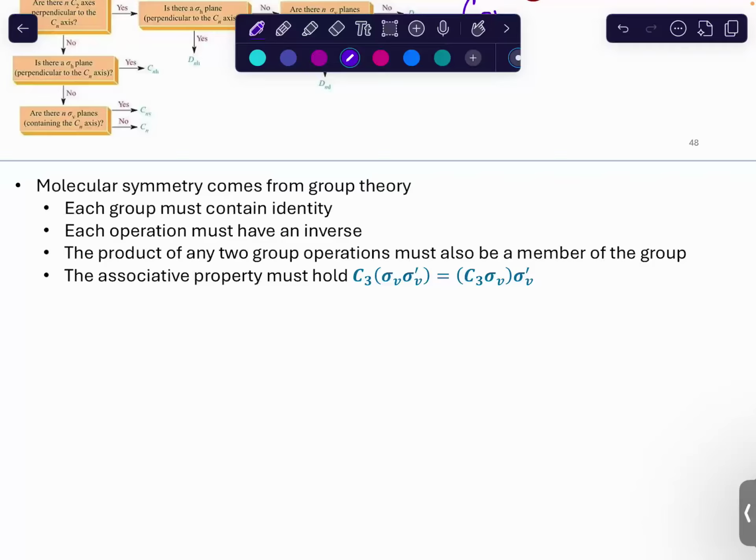Each group must contain identity. Well, like we said, that's simple. Here's a molecule, don't touch it, identity. And that's the E that we're talking about.